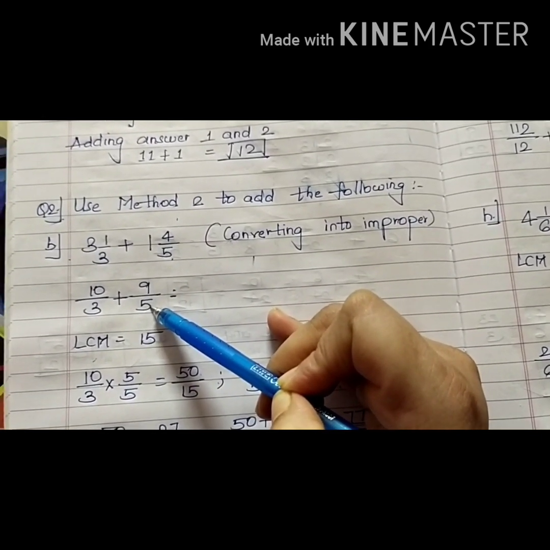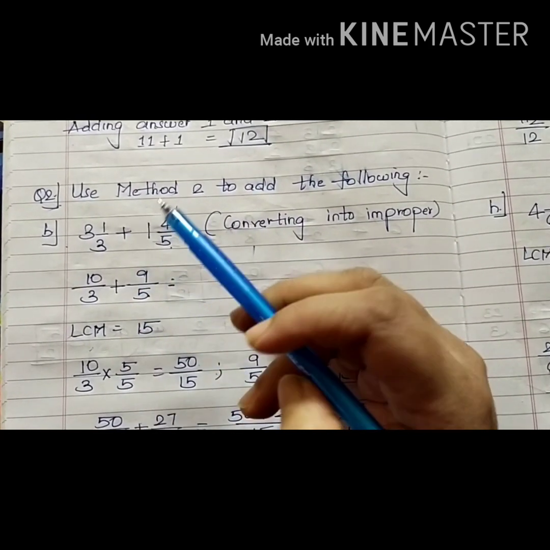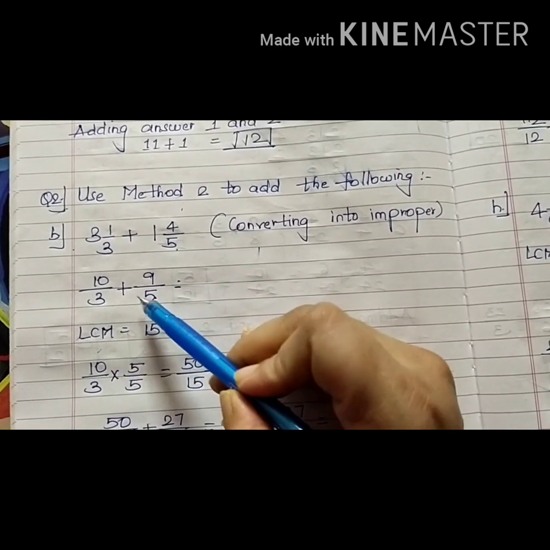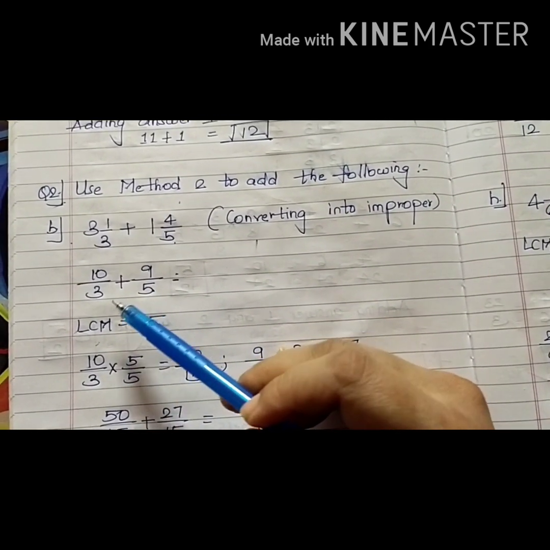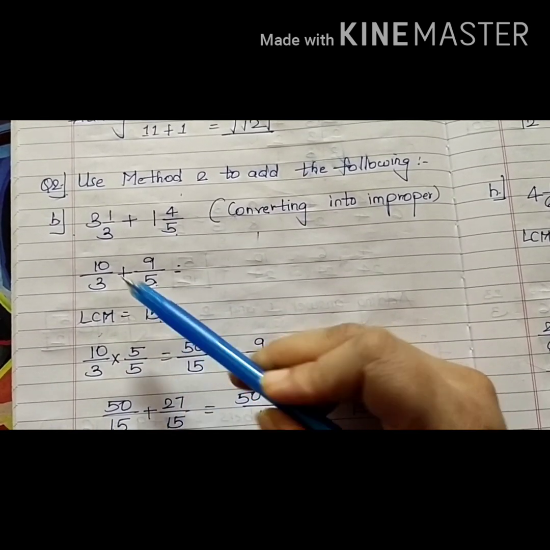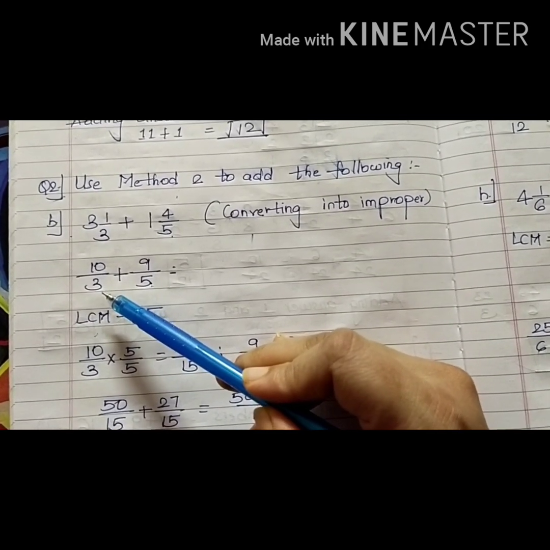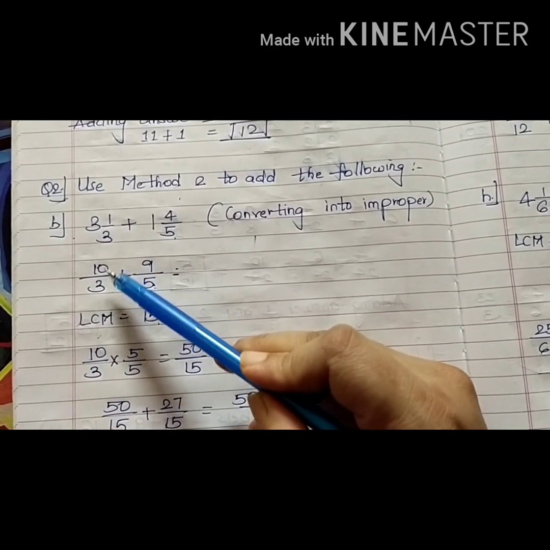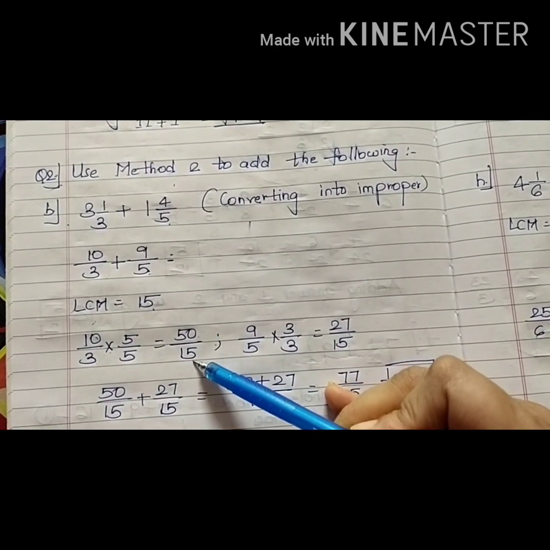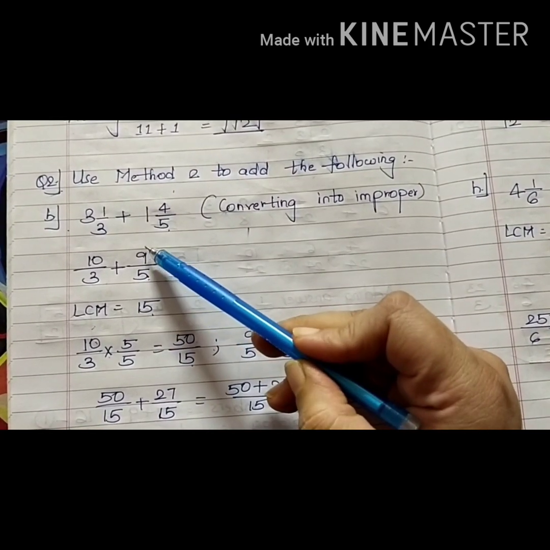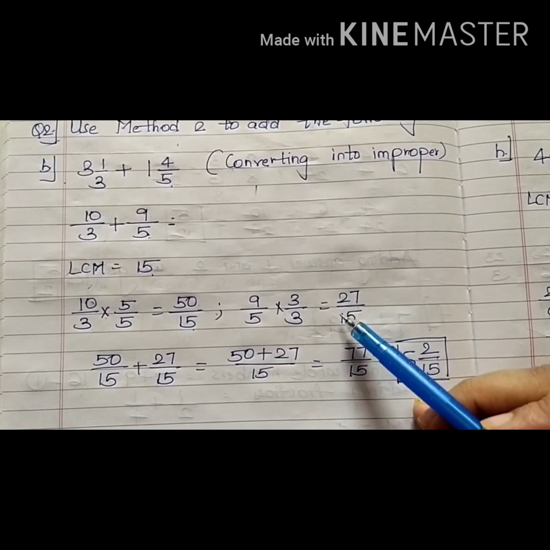Now you will be carrying forward the same method of addition that we have done earlier. If the denominators are not equal, I'll make them equal by first finding the LCM. So now when I get the LCM for 3 and 5, that is 15, I'll convert the first fraction's denominator into 15 by multiplying the first fraction with 5. So 10 upon 3 into 5 will give me 50 upon 15, and the second fraction will be multiplied by 3. So 9 upon 5 multiplied by 3 will give me 27 upon 15.